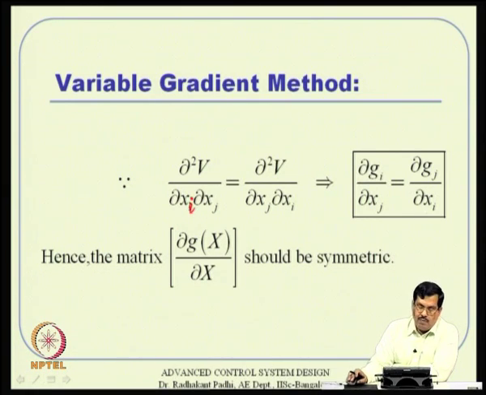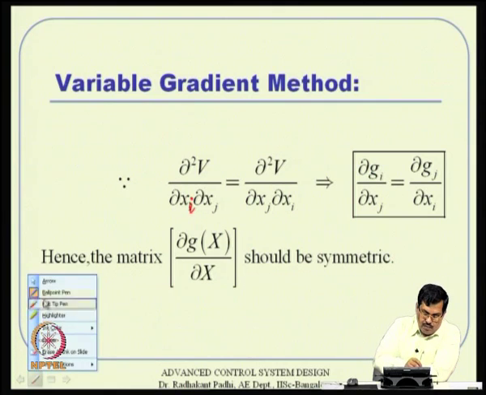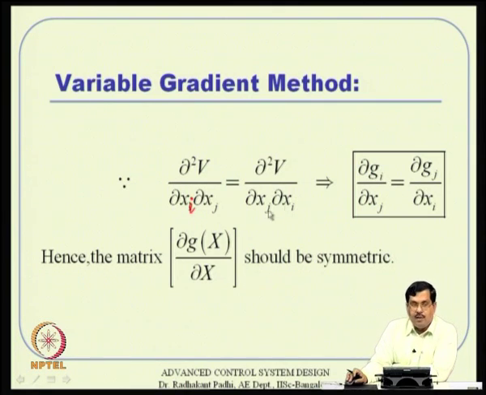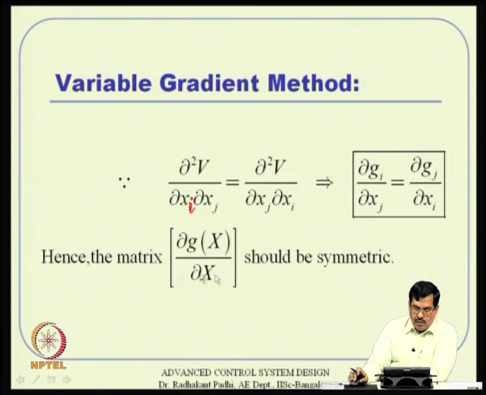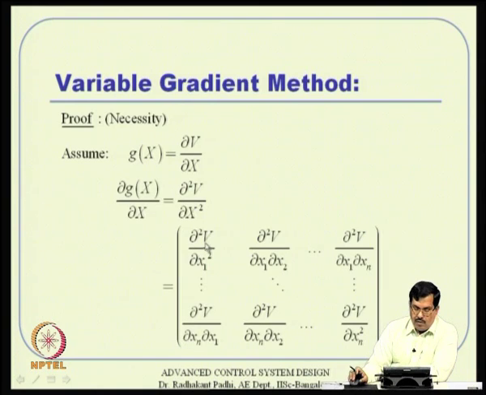So, del square v by del x i del x j is equal to del square v by del x j del x i, that is from standard calculus. This tells you that I can take the partial derivative in any sequence, that is all. So, then obviously, my symmetric condition is satisfied. Okay. So, the matrix has to be symmetric.